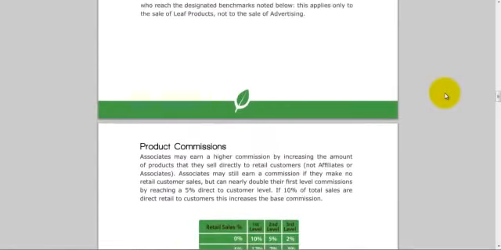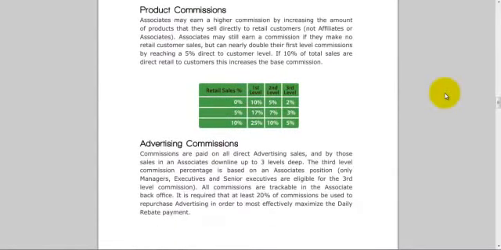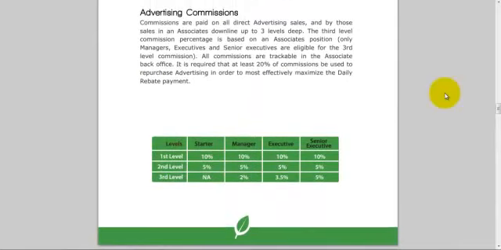Now, in order to cash out earnings from product sales commissions and advertising sales commissions, there is no requirement. As long as you sell product and sell advertising, you will make a commission on that sale. You do not have to have any amount of people signed up. You just simply have to have made sales in order to cash out those earnings.